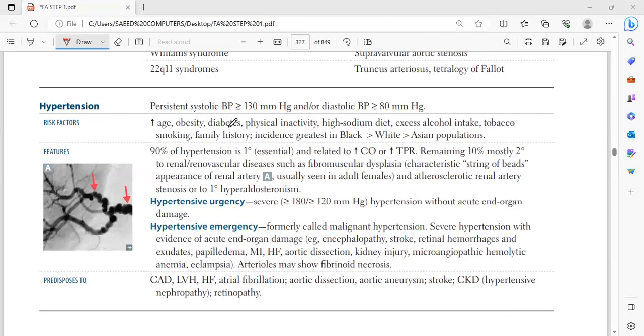The next question is like this: which risk factor, if you prevent it, gives a sudden decrease in hypertension? That is smoking. If you stop smoking within 2 or 3 years, you will have changes in hypertension. Also, when you stop smoking, you will have decreased progression of COPD. Smoking is one of the risk factors, and by stopping it, prognosis will be good in less time. Then family history, and incidence is increased in black, white, and Asian populations. Remember this.